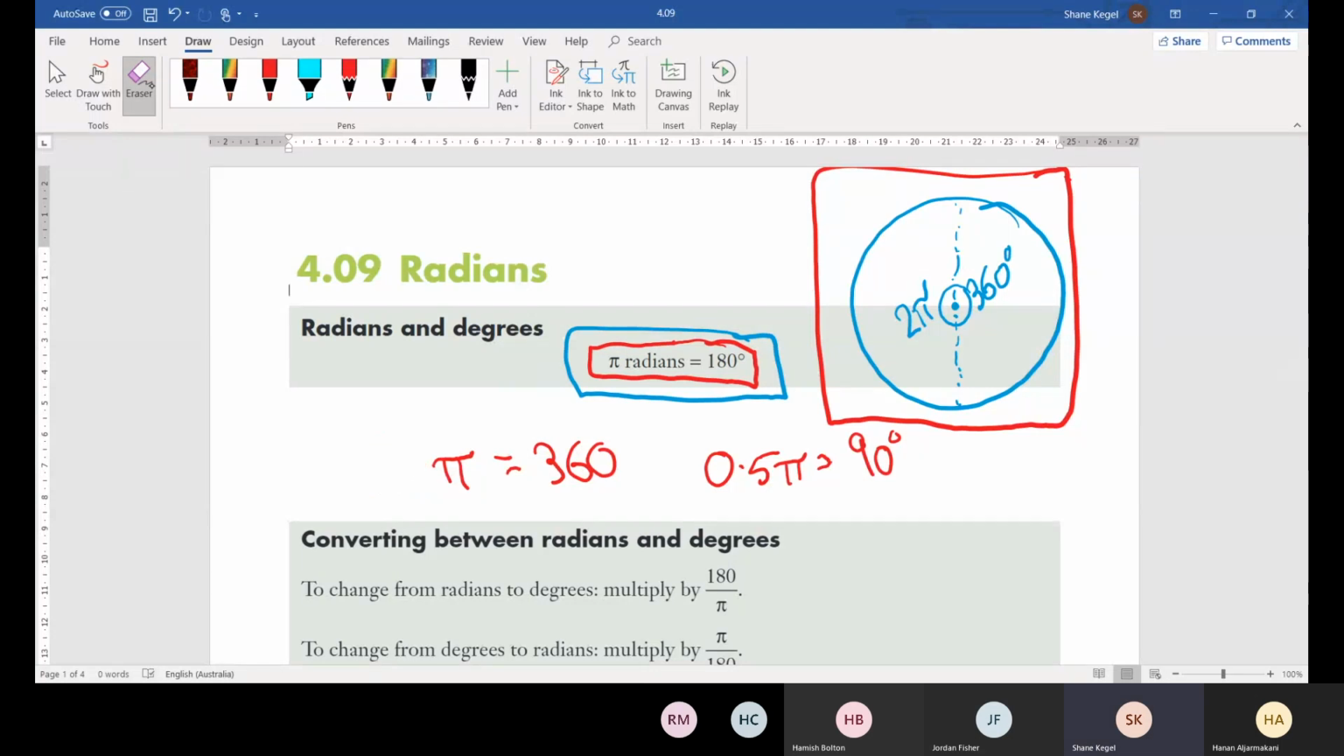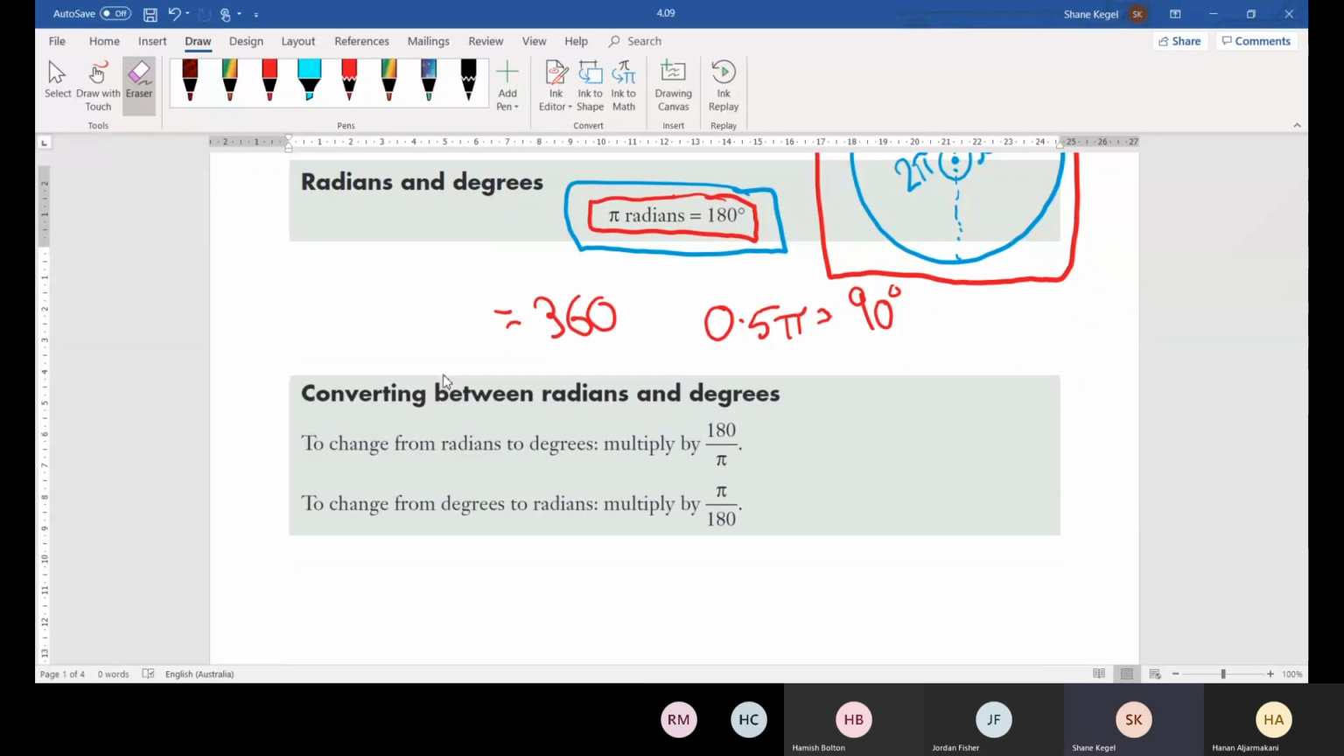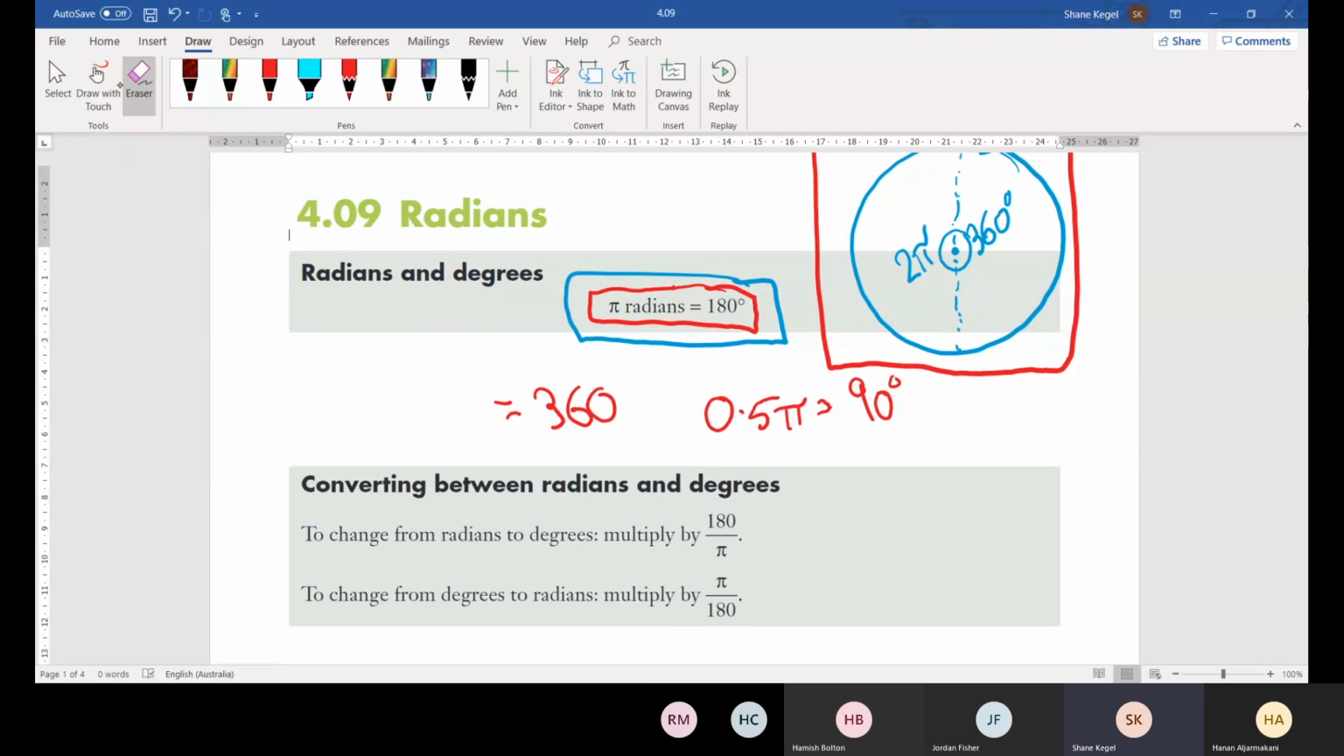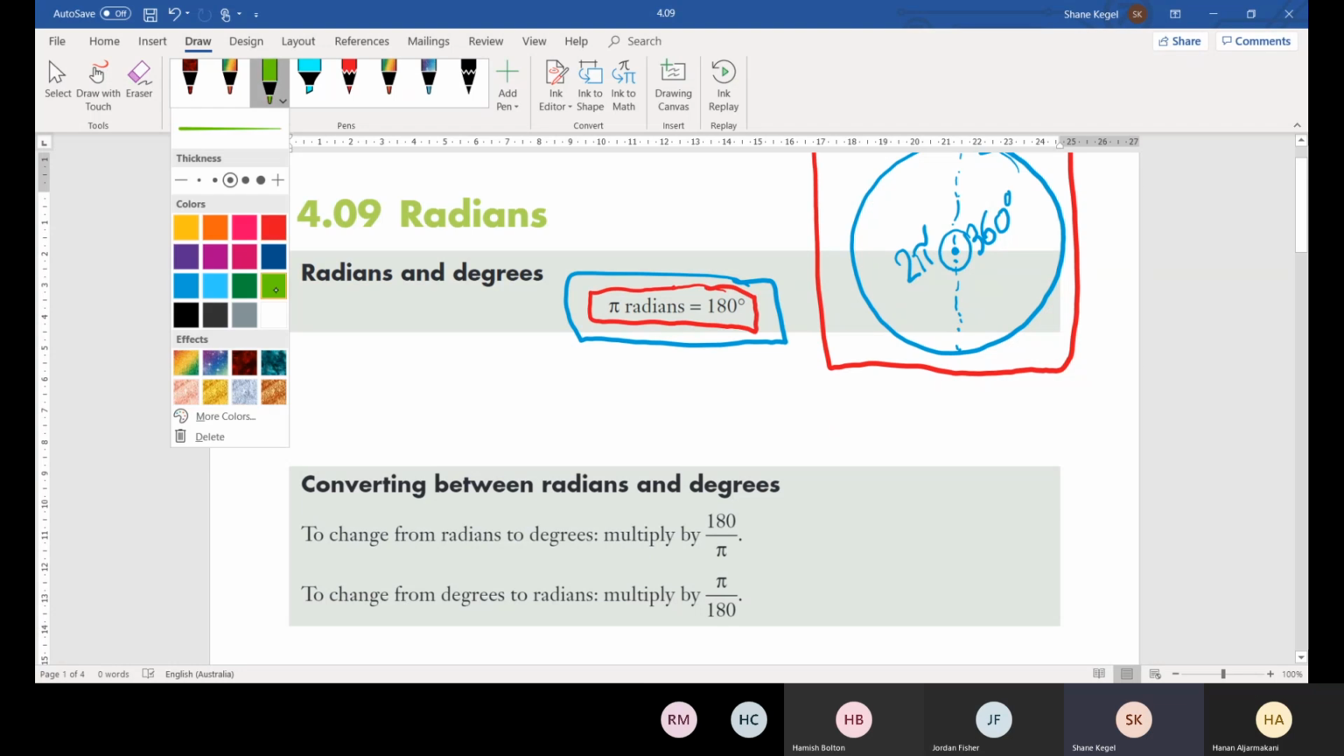Let me just get rid of this here. So looking down the bottom a little bit. Okay, so we will need to convert between radians and degrees. So there are two different formulas. One is for converting from degrees to radians, and the other is converting from radians to degrees. And they're both derived from that top fact that a pi radian equals 180.